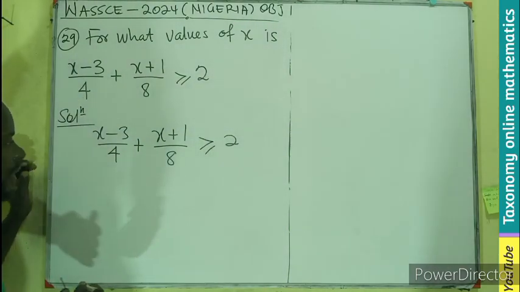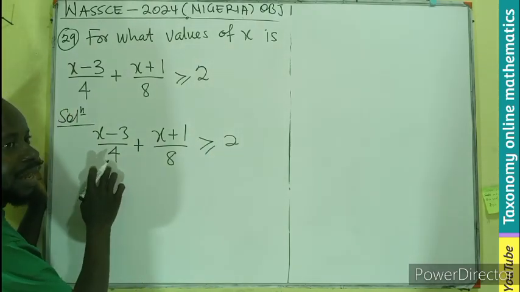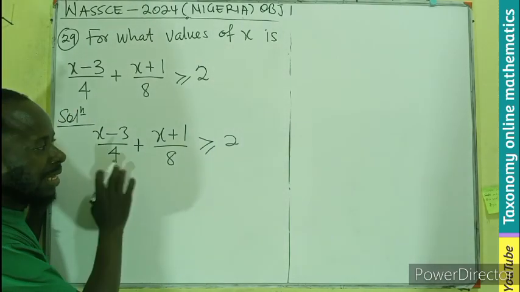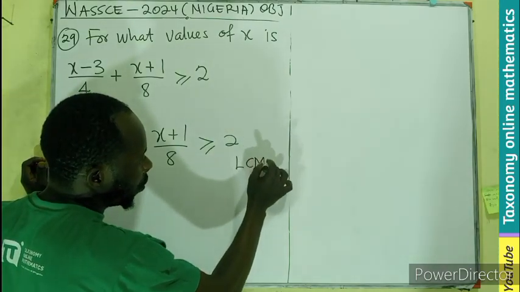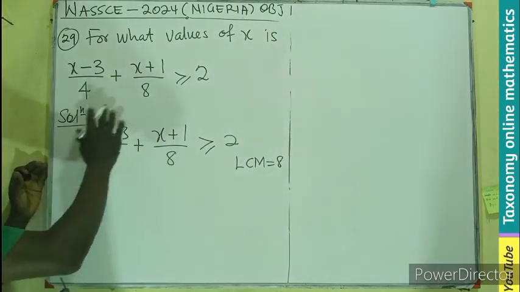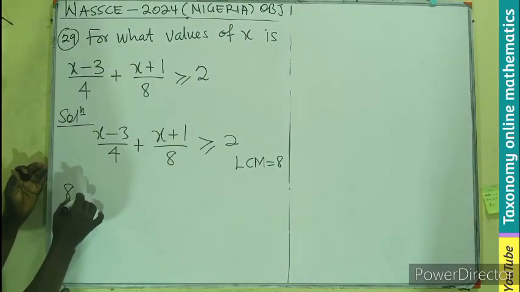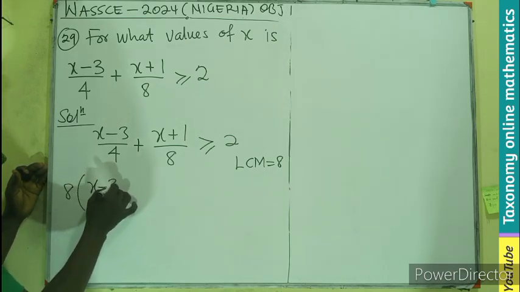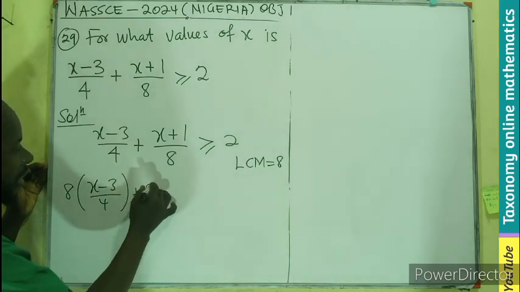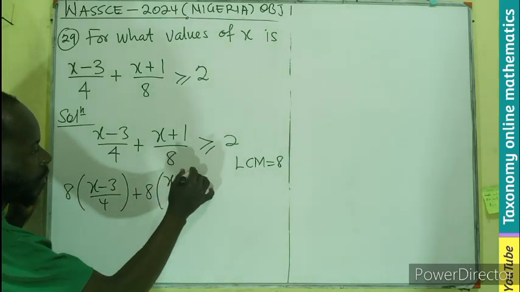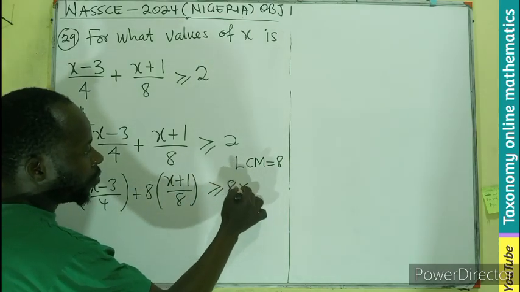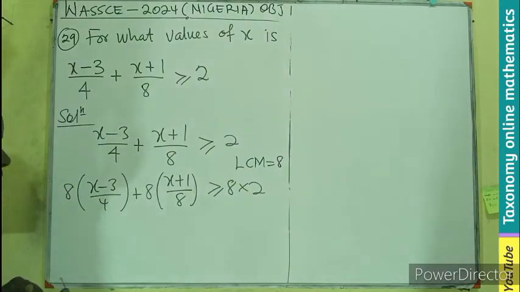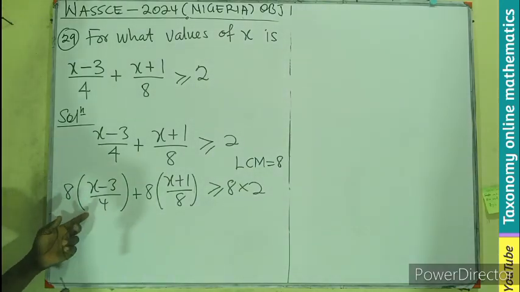So here our LCM is going to be the multiple of 4 and 8 that can easily be used by both of them, which will be 8. So our LCM will be equal to 8. If I multiply everything, it becomes 8 multiplying (x - 3)/4, then plus 8 multiplying (x + 1)/8, greater or equal to 8 multiplying 2. The multiplication is possible because we want to clear the fractions.